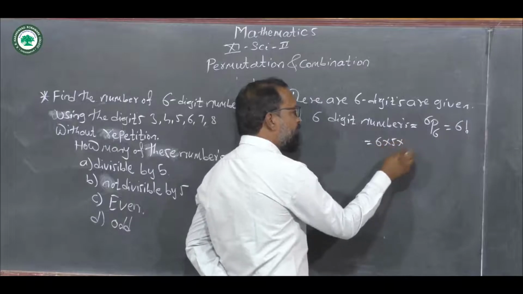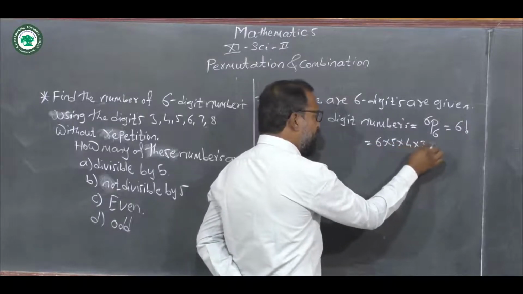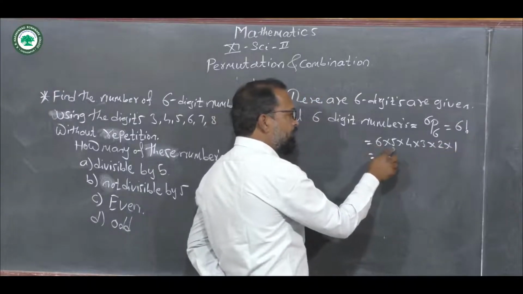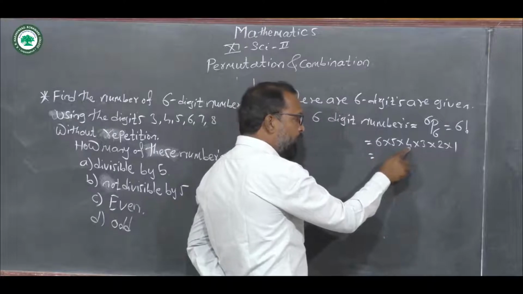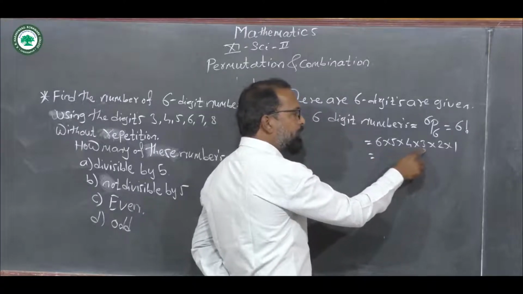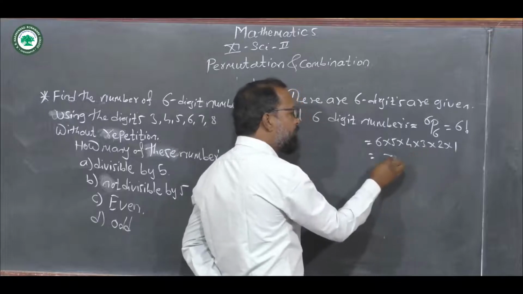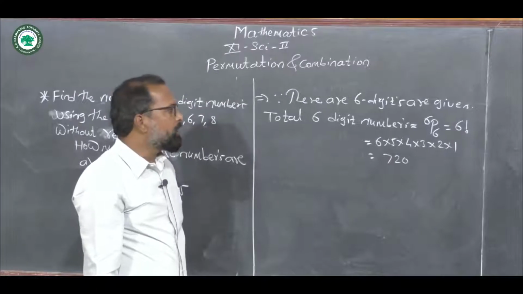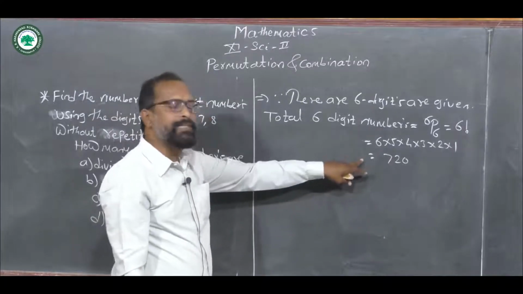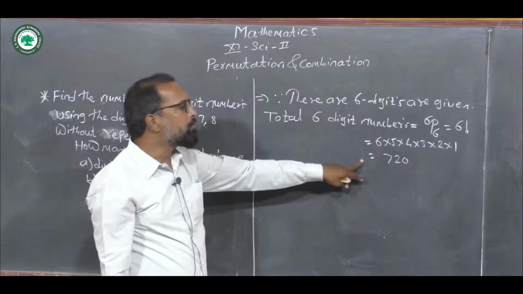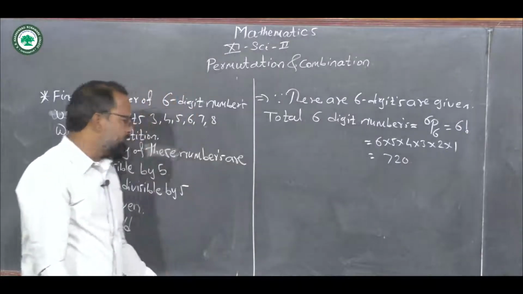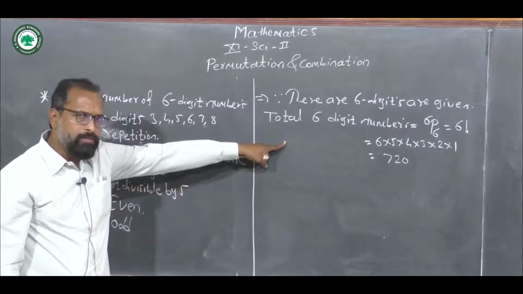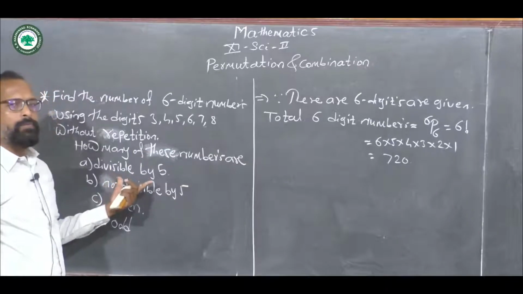If we calculate this 6 factorial, it can be written as 6 into 5 into 4 into 3 into 2 into 1. So it becomes 6 into 5 is 30, 30 into 4 is 120, 120 into 3 is 360, and into 2 is 720. This is found to be 720. That is, we can form 720 six-digit numbers. Now the next question: from these 720 total numbers, how many of them are divisible by 5?